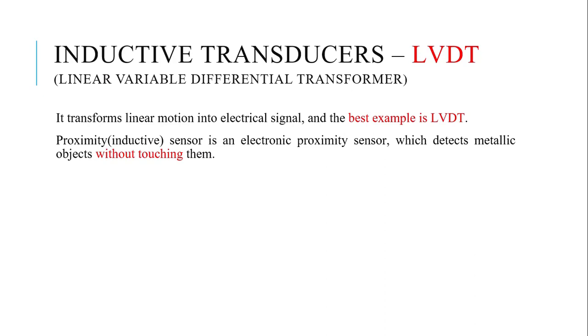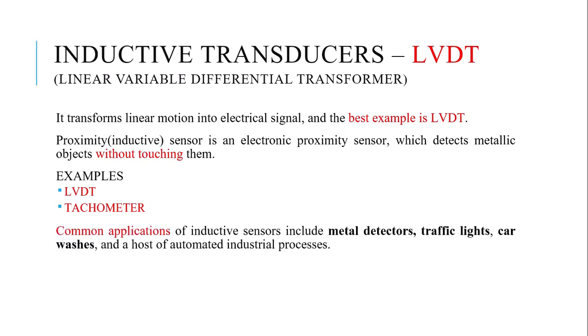Like you might have seen, today's doctors are using a kind of transducer which senses the temperature of your body at a distance, with no need to touch the body. Correct? The examples are LVDT and tachometer. These are two examples of inductive transducers. Correct? So the common applications are metal detectors, traffic lights, car washes, and a host of automated industrial processes. Correct? When you pass through a metal detector door, if you are carrying any metal, it beeps.